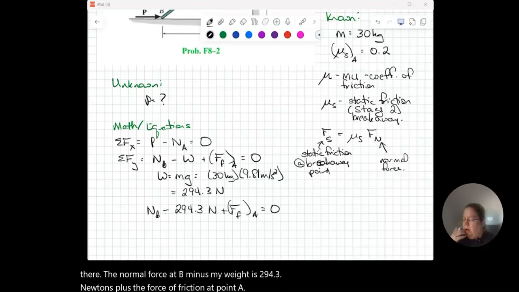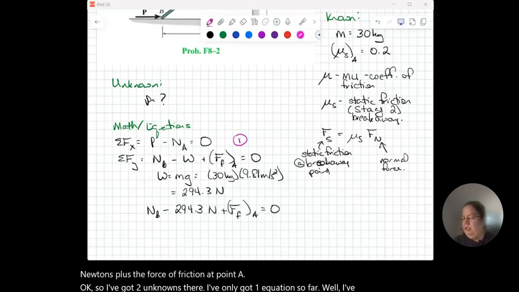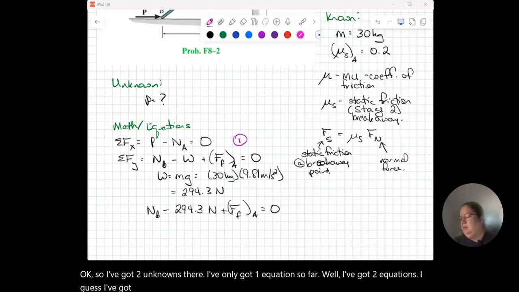Okay, so I've got two unknowns there. I've only got one equation so far. Well, I've got two equations, I guess. I've got equation 1 up here when I sum the forces in the x, and then my second equation when I sum the forces in the y.